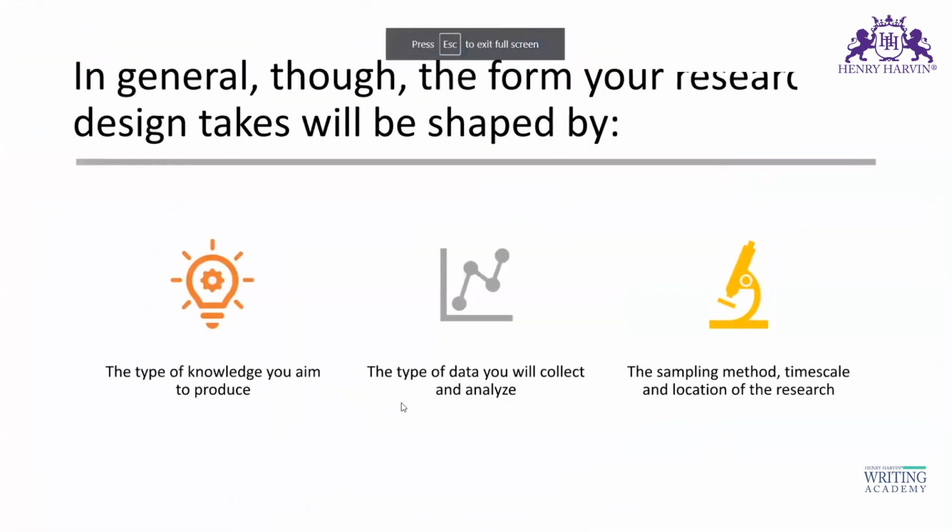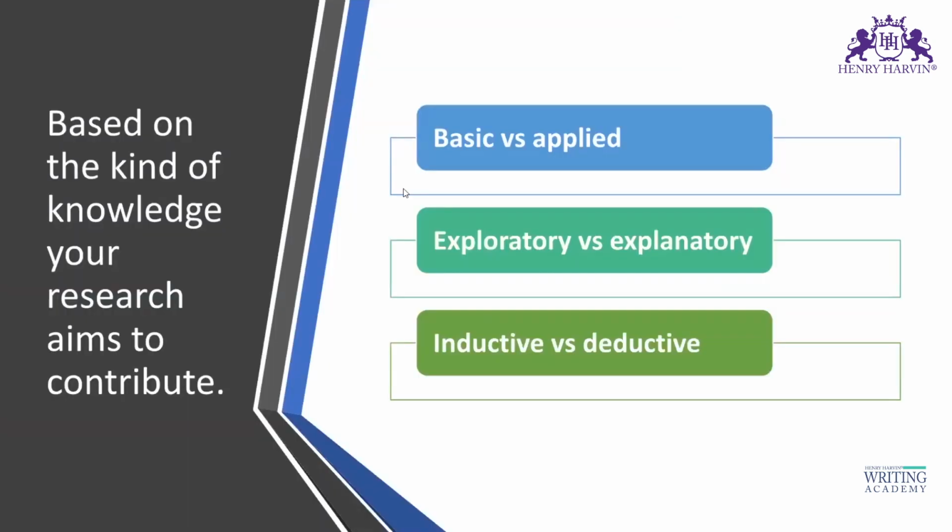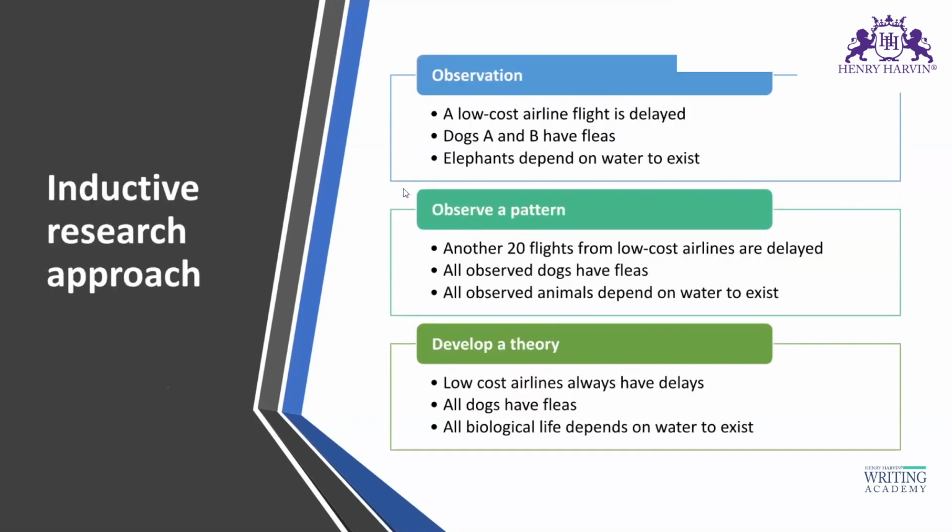Okay, now let's see one more aspect. Here it talks about main types of research. I hope this is visible. Now, see, there are three things that we are talking about: the type of knowledge you aim to produce, the type of data. Remember these three points we talked about, right? So, how do I do that? When you talk about the type of knowledge you aim to produce, this is either basic, applied, exploratory or explanatory, inductive or deductive. Now, in this one, they will actually give you some examples here.